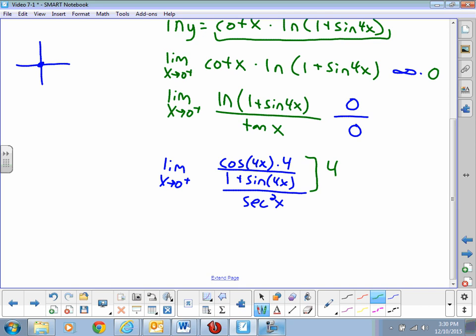Secant squared at 0. Well, secant is really 1 over cos. Cos at 0 is 1. 1 over 1 squared is just 1. So we get 4 over 1, so just 4. But this is the limit of natural log of y. So we have now just found the limit as x approaches 0 from the right of natural log of y equals 4. We wanted to find the limit of y. So we've just got to convert to an exponential, so our answer is really e to the 4th. And that would get y alone.